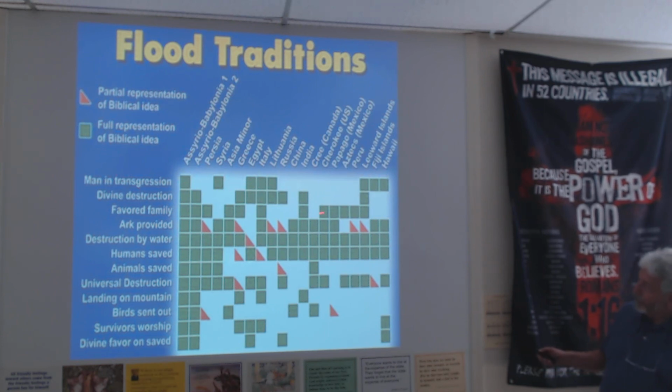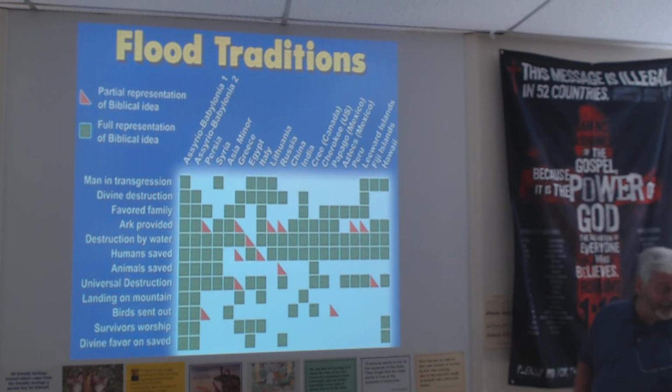These have a favored family. An ark provided. Look at it, almost all of them have destruction by water. Humans saved. All these different things are consistent throughout all these different traditions. And it looks like the Assyrian Babylonian is the most complete, and interestingly enough, that's pretty close to the area where people scattered after the flood.